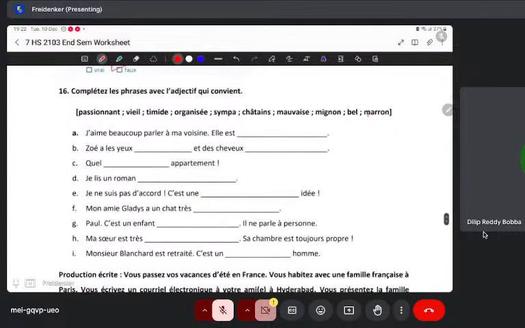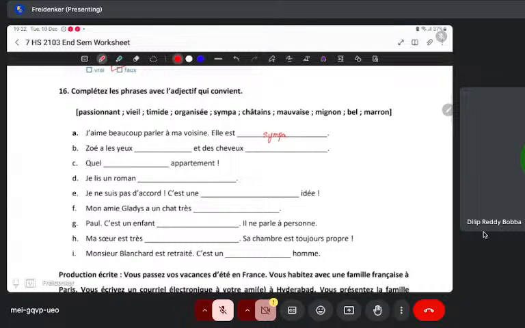Okay, complétez les phrases avec l'adjectif qui convient. You have some adjectives here. Now you're supposed to fill in the blanks. Let's see. J'aime beaucoup parler à ma voisine. I like talking to my neighbour a lot. Why would you do that? Maybe because she is kind. So I will write kind here for now. We'll see. Maybe because she's kind.